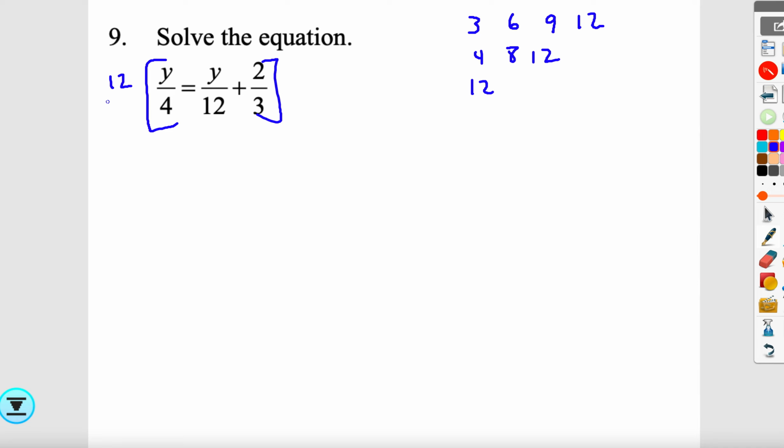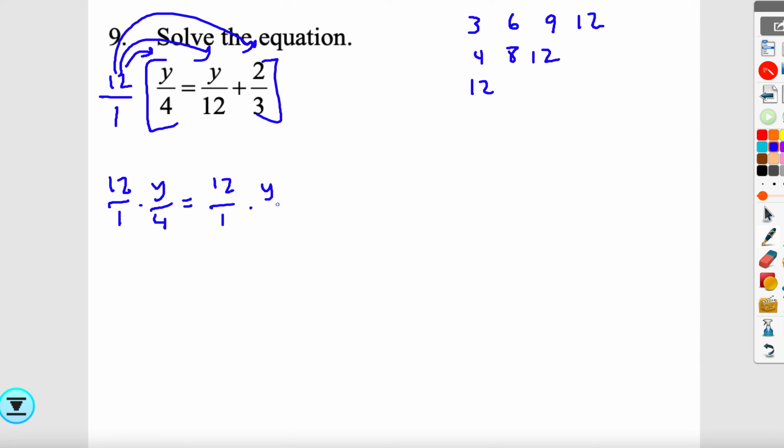Now, since all 3 of these things are fractions, I'm going to make 12 into a fraction by dividing it over 1. I'm going to distribute that to all 3 of these fractions. So it'll be 12 over 1 times y over 4 equals 12 over 1 times y over 12 plus 12 over 1 times 2 over 3.